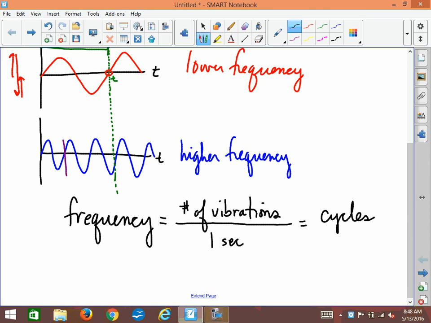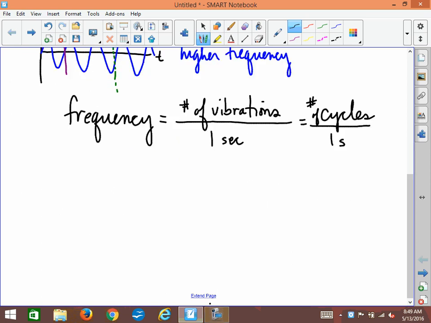The number of cycles in 1 second, which in short can be written as cycles per second. So cycles per second is the unit that we use to describe frequency. You'll notice the top of the fraction, it's not an actual unit as such, it's more of a counter. It's counting how many times something happens in a second.